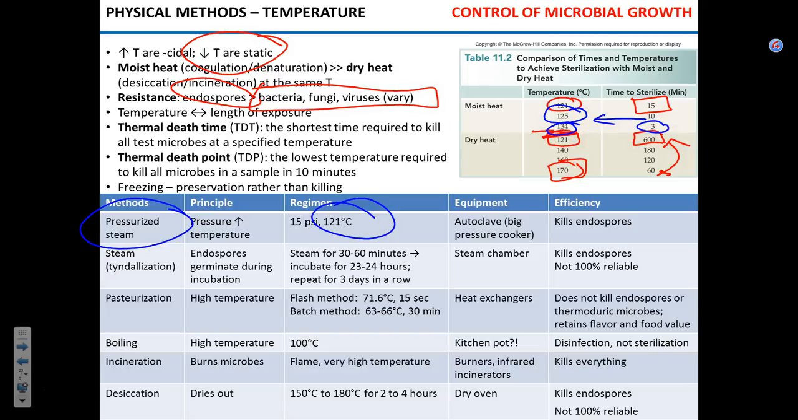Tyndallization. John Tyndall, British physician, invented this method, well, before the invention of autoclave. It works in a very interesting way. So you put it in some sort of a steamer. Turn up the heat, steam is formed. What happens to the vegetative cells, protozoans, and everything else? They're dead. Endospores? Well, they aren't functional. When you turn up the heat, they're not so much living, right? I mean, they kind of living, but not very much living.